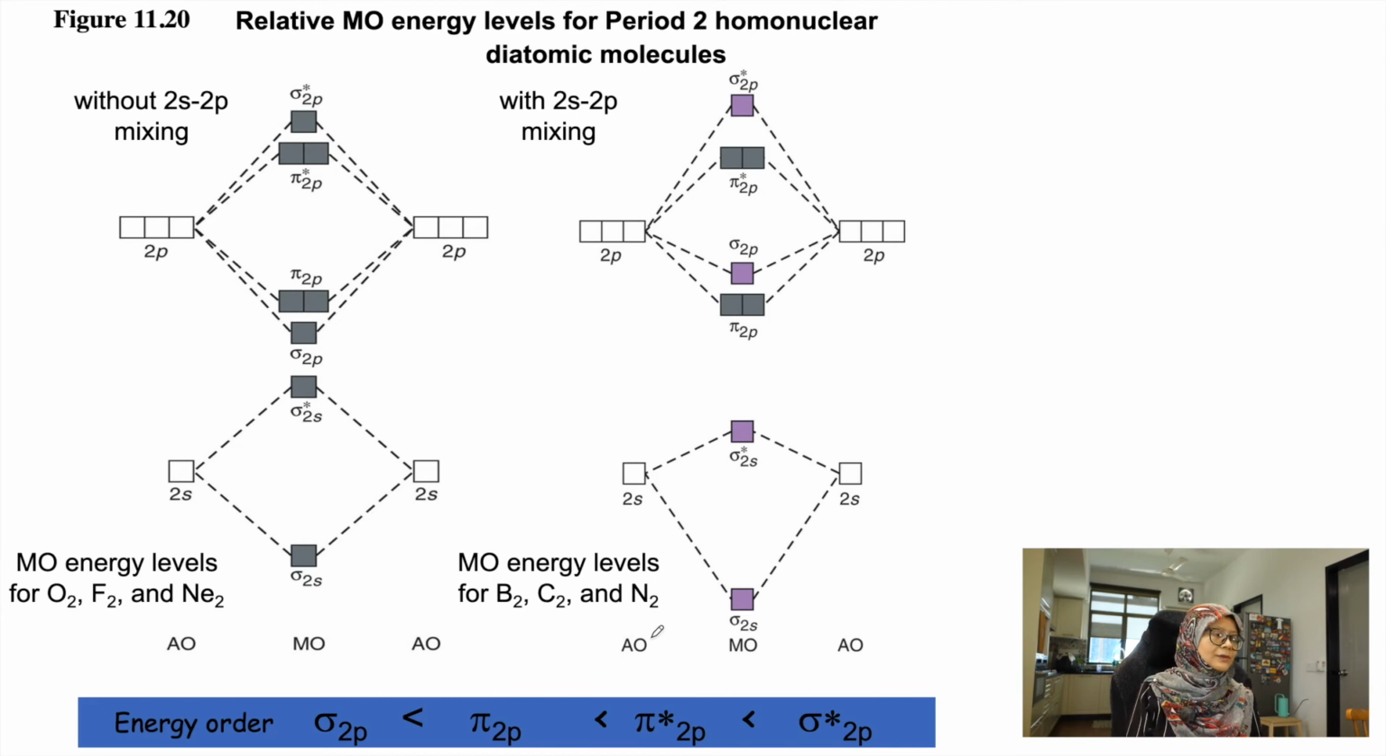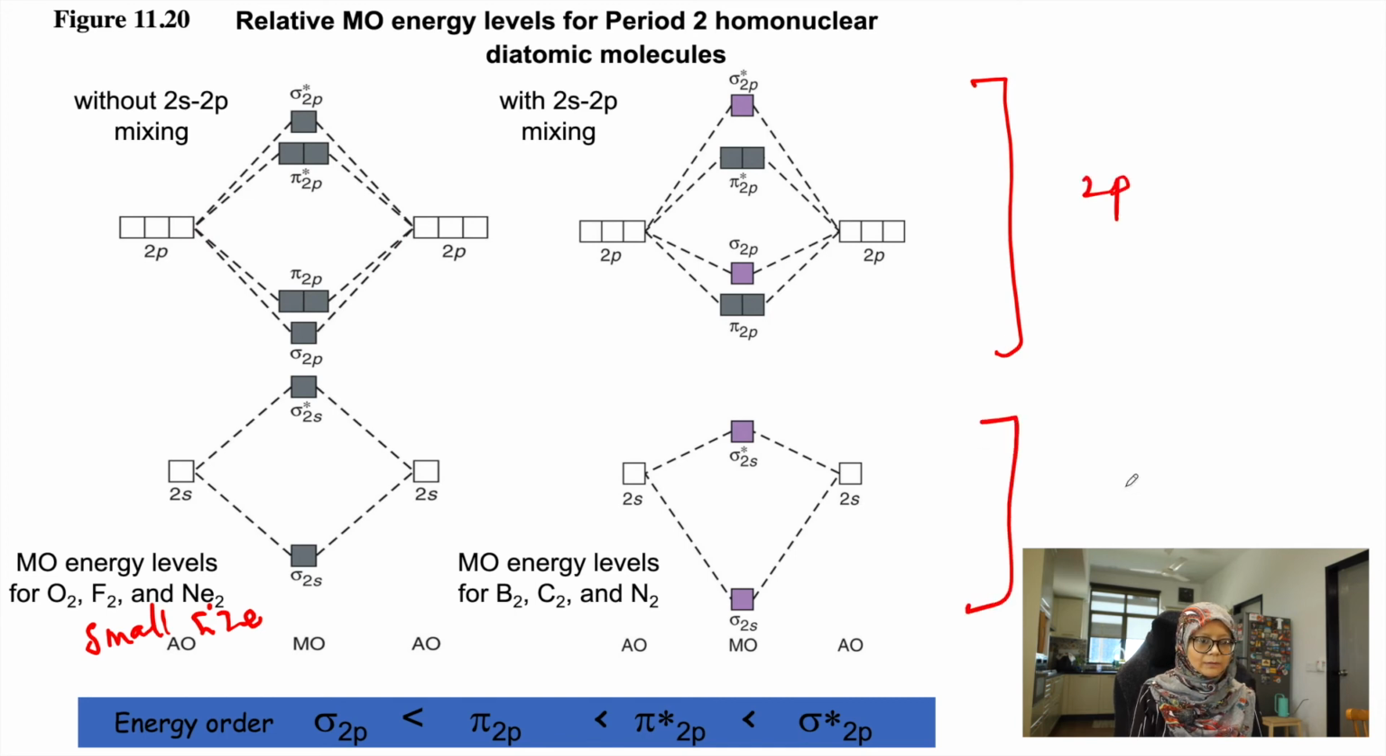For the first one here, this is the small size of molecules. We call this without 2s 2p mixing, where the arrangement starts with the 2s level, while this is the 2p level. This is the 2p, this is the 2s, because we need to show the valence electrons. So the difference here is the arrangement of the 2p.